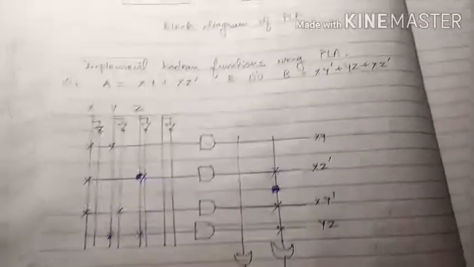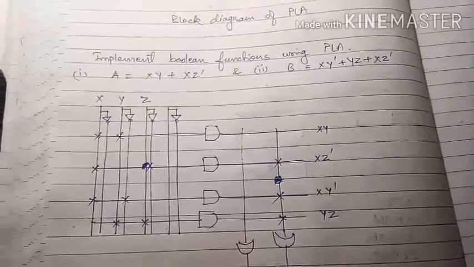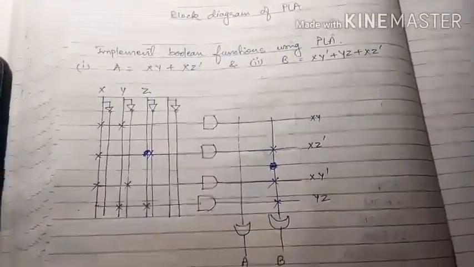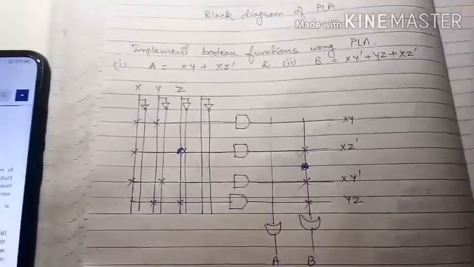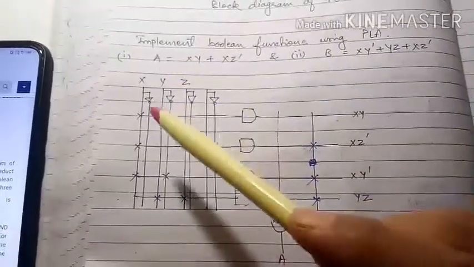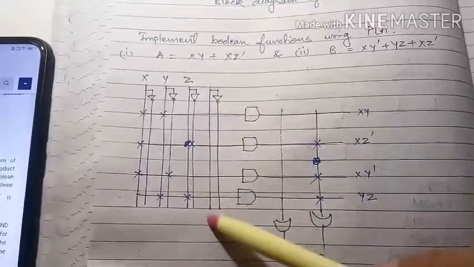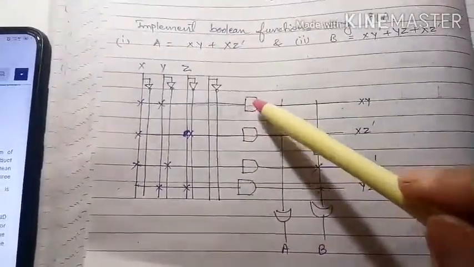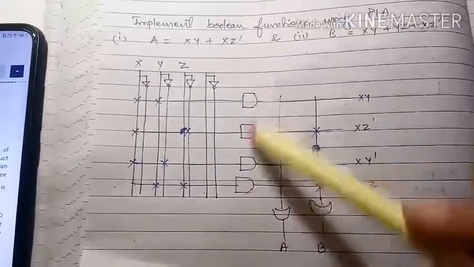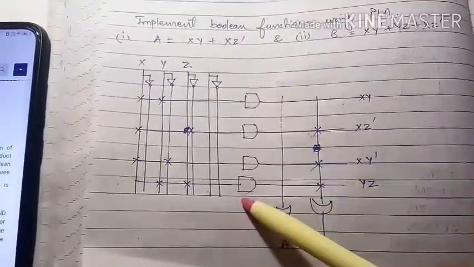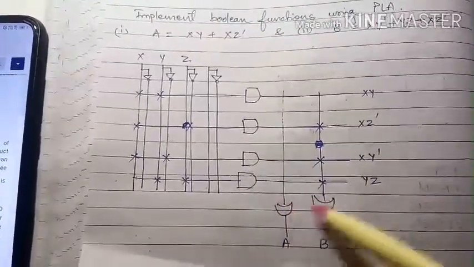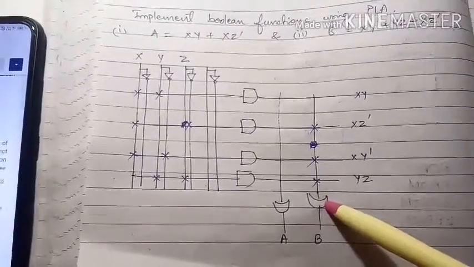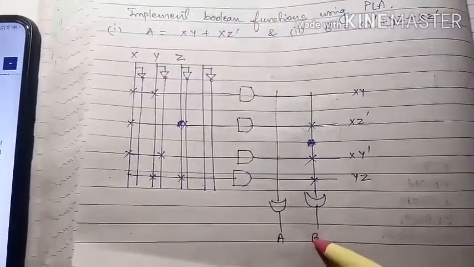So let us see the circuit here. We have taken four input lines x, y, z, and this line we have taken, but it is not going to be used. We have used four rows of AND gates. So these are programmable AND gate inputs. These two are OR gate inputs. This is A and this is B.